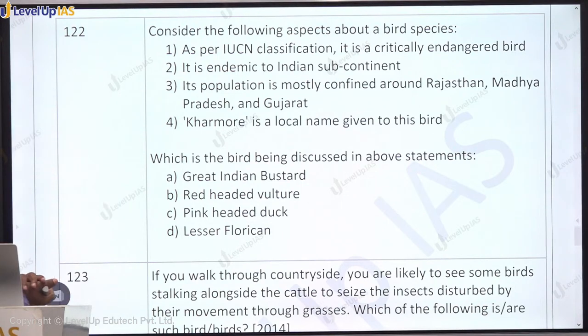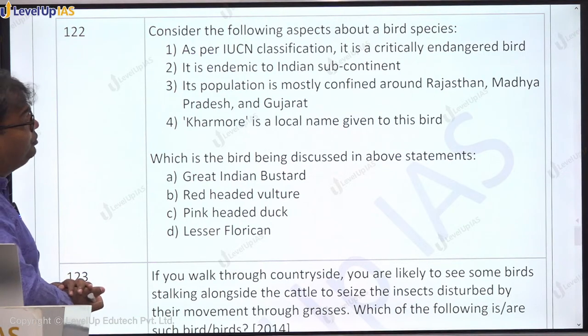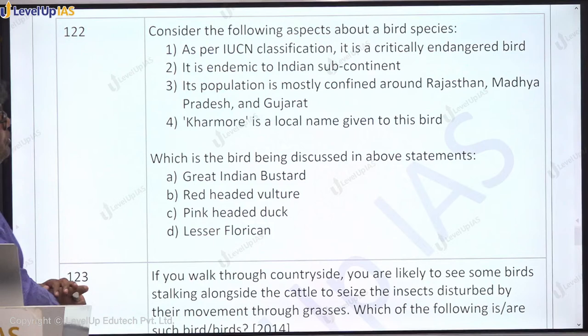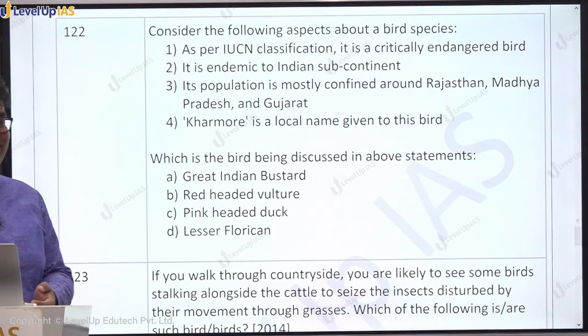Consider the following aspects about a bird species as per IUCN. It is critically endangered. It is endemic to the Indian subcontinent. Its population is mostly confined to Rajasthan, Madhya Pradesh, Gujarat. Great Indian Bustard.